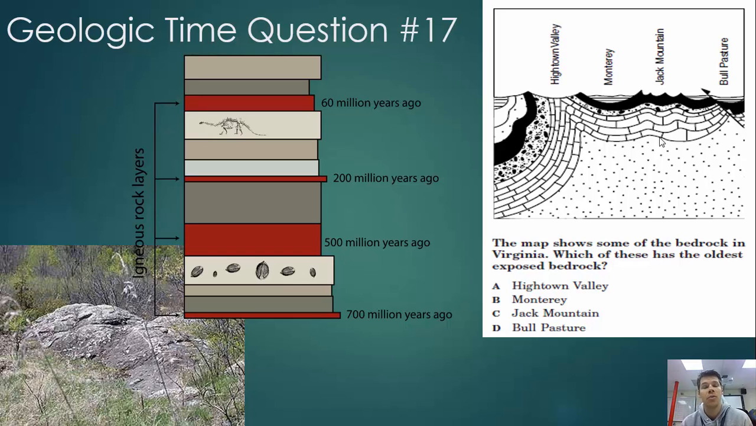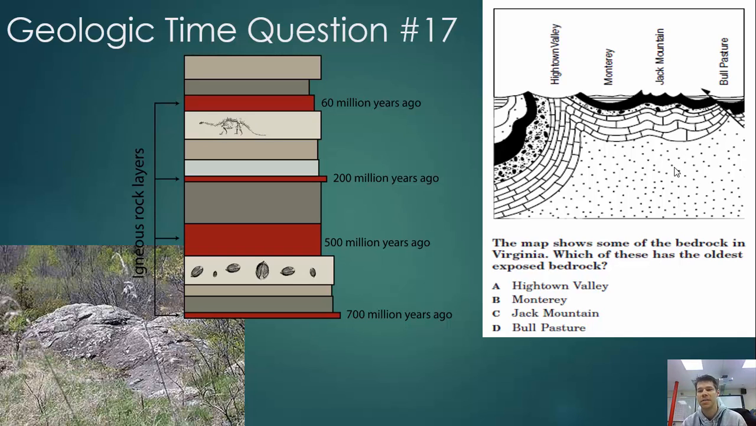So we just got to figure out which one is the oldest. And remember, our law of superposition states that the oldest rocks are always going to be at the bottom. Like we have these 700 million year old rocks right here. And up here we got these 60 million year old rocks, 70 million year old rocks from the end of the Cretaceous period during the time of dinosaurs.